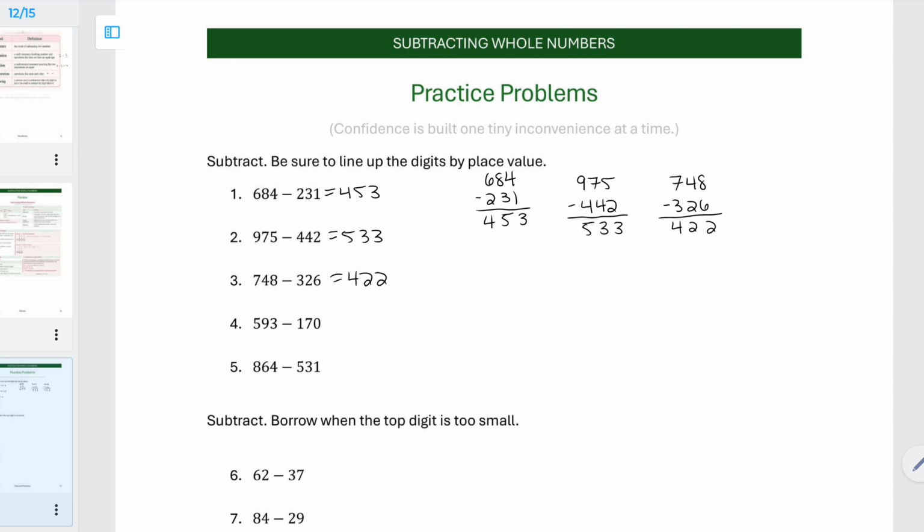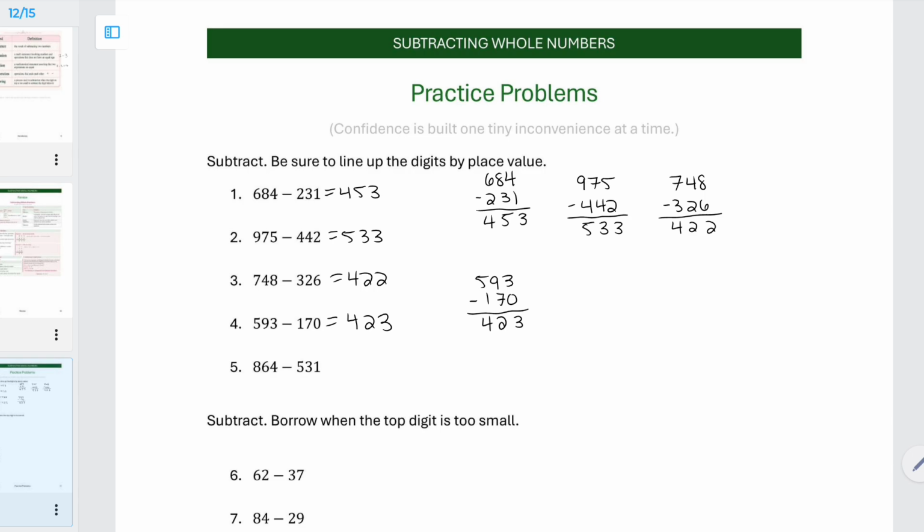For number 4, we have 593 minus 170. Starting to the right, 3 minus 0 is 3. 9 minus 7 is 2. 5 minus 1 is 4, for a total of 423.